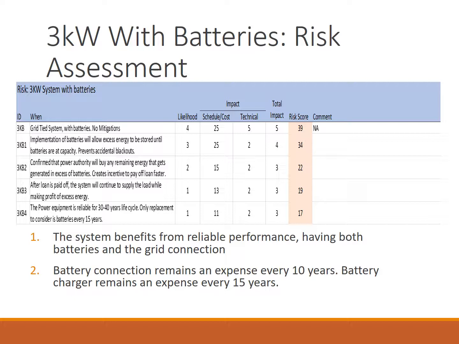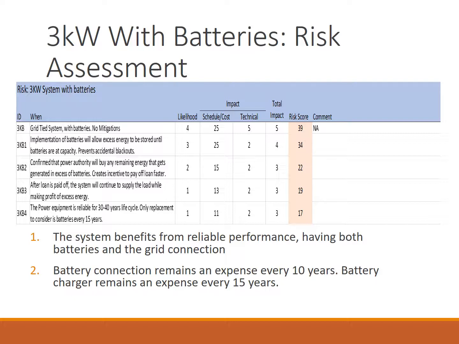First one is 3 kilowatts with batteries. The risk assessment tells us that we start with a risk score of 39, mostly because of the schedule and the cost. Everything lowers pretty drastically after you start considering the fact that you can sell energy to the power authority, that you're preventing accidental blackouts, you have batteries to prevent the blackouts and all that.